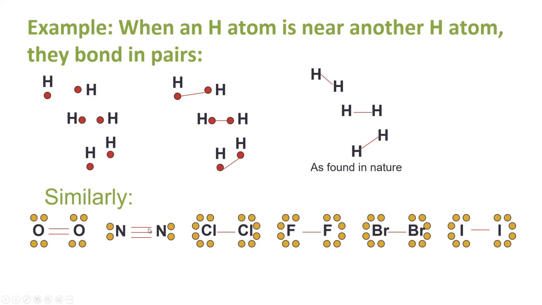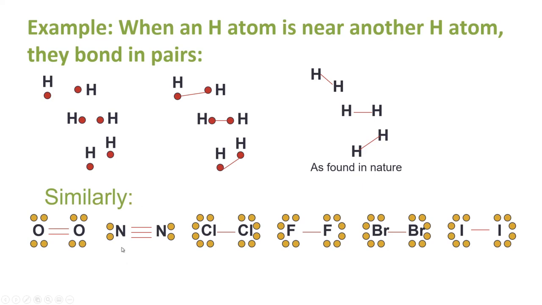Nitrogen has a valence of 5, so it needs 3 more electrons, so it forms a triple bond with another nitrogen. Again, they're high electronegativity elements that want to bond, that are going to be in close proximity to another nitrogen atom or oxygen atom, and can easily form these bonds.